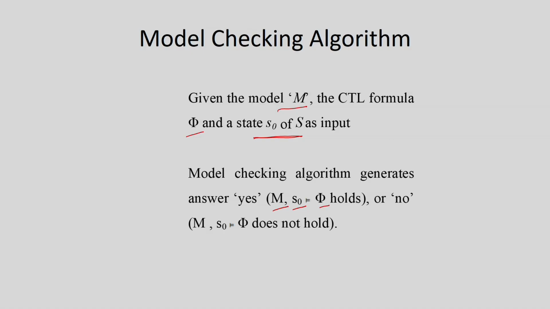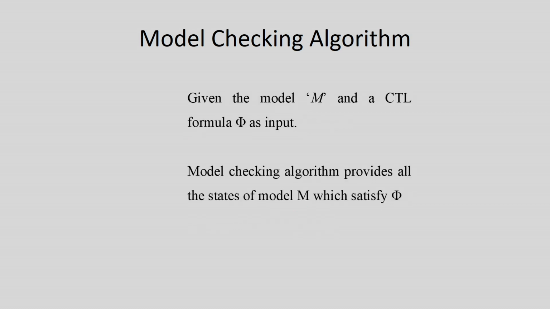What are the inputs? It has three inputs: the model M, a state of the model, and a property. And what does the model checking algorithm or method give us? It says yes if the property is true in the state S0, or it says no if the property is not true in the state S0. So these are the outcomes of our model checking algorithm. That model checking algorithm can be treated in a different way.